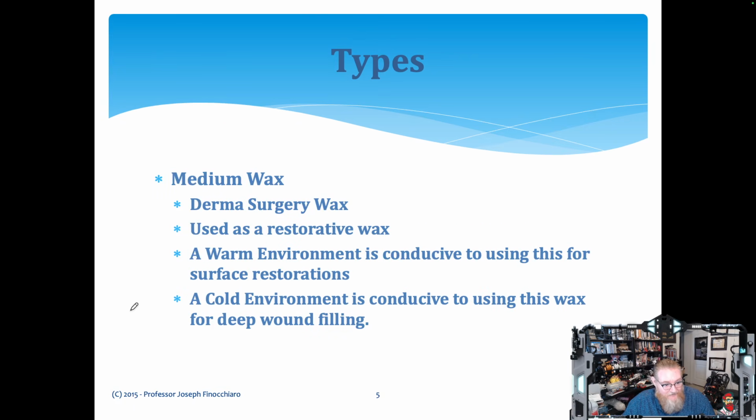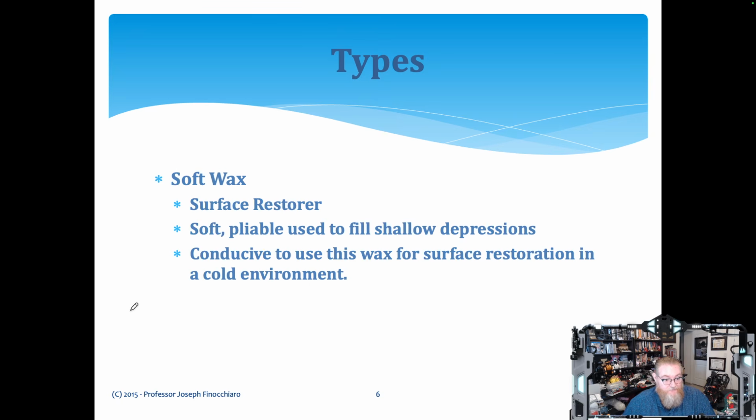You have medium wax, also known as dermasurgery wax. It is used as a restorative wax. Once again, a warm environment is conducive to using this for surface restorations. A cold environment is conducive to using this wax for deep wound filling. So once again, firm wax, this stuff, once it hardens up, it's not going to budge 99% of the time. Think of something like a candle. Medium wax, this is going to be slightly more pliable, okay? So a warm environment, once again, will help you shape the wax, but then you also want to try to keep it in a cooler environment so that it stays firm.